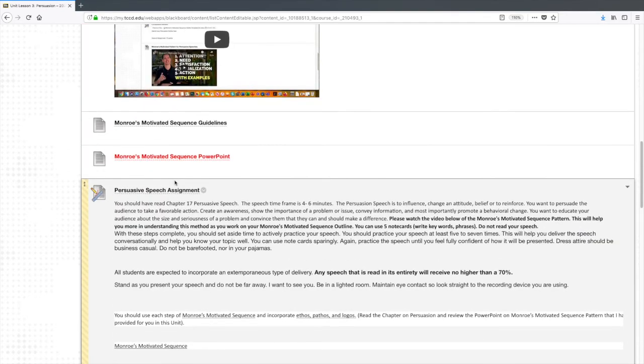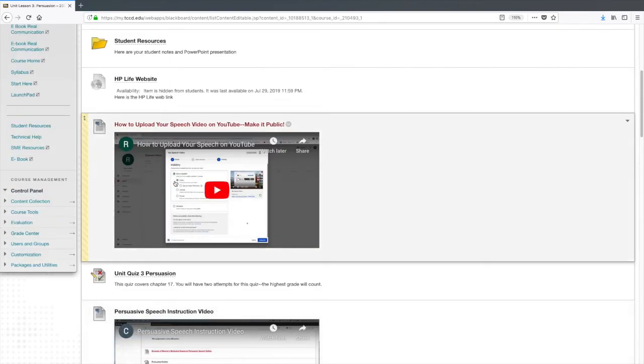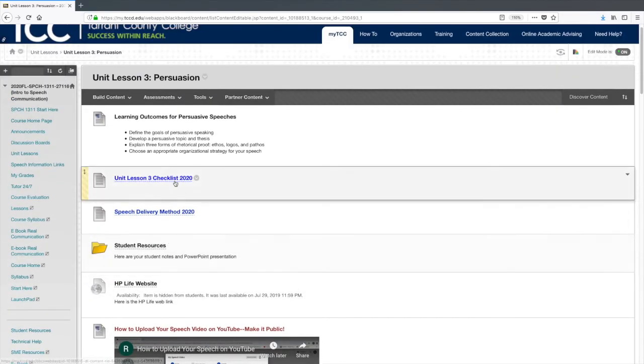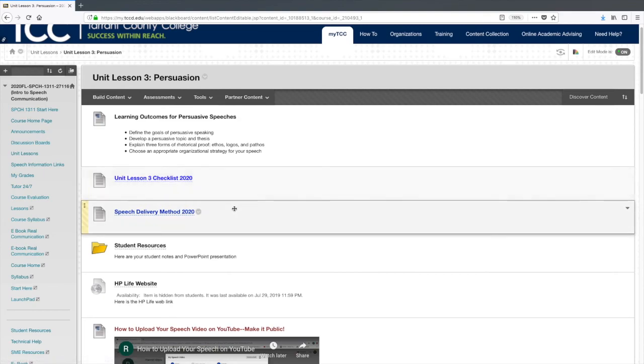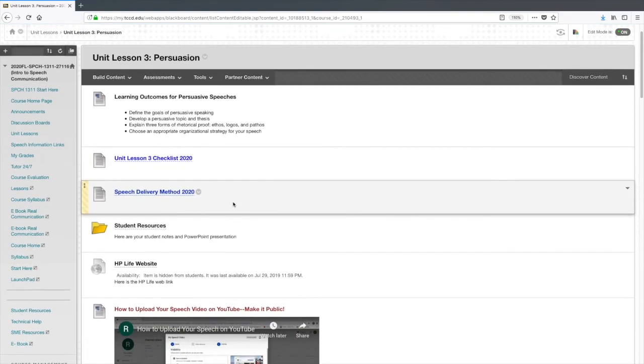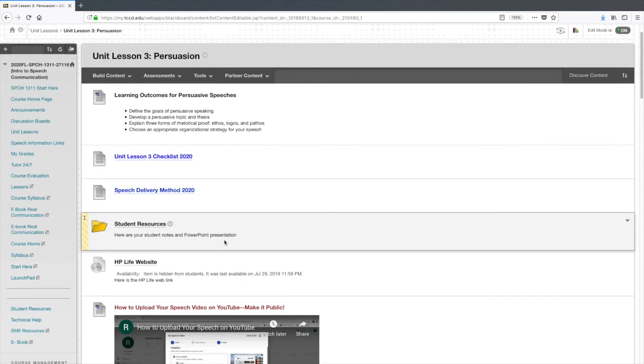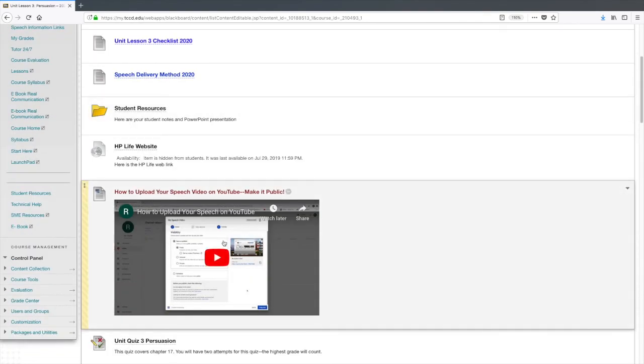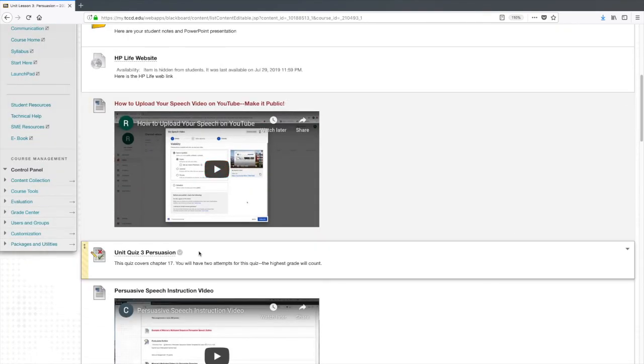You can check your course organizer for when this assignment is due. I would start working on that now. These are the student resources. These are the student notes and PowerPoint presentation for Chapter 17. This only covers one chapter, and Unit Quiz 3 just covers one chapter.